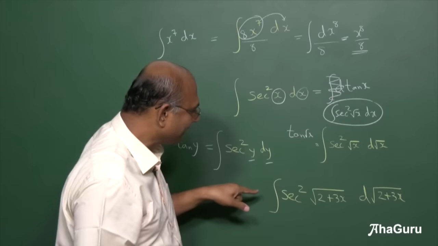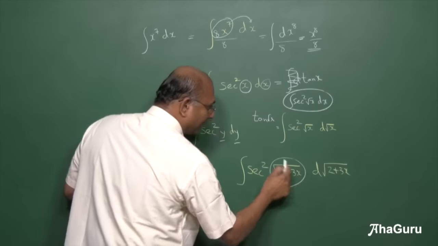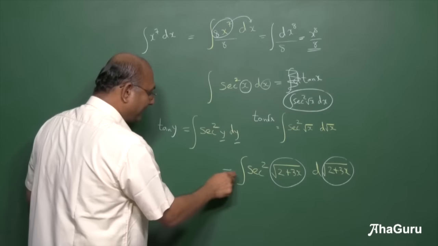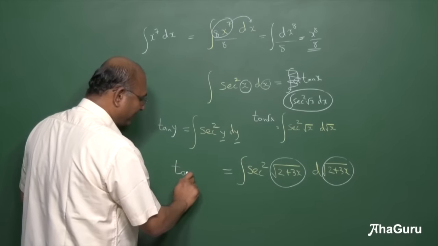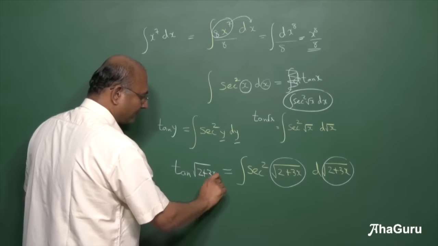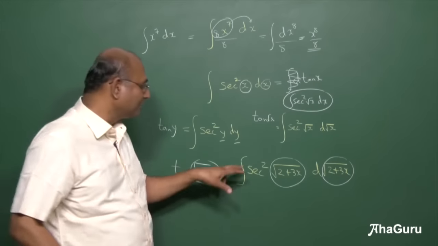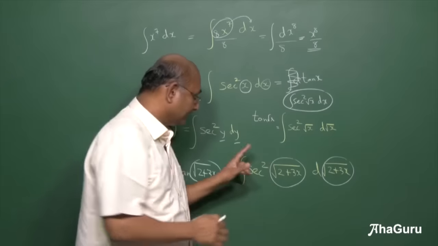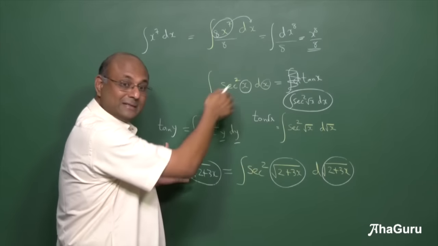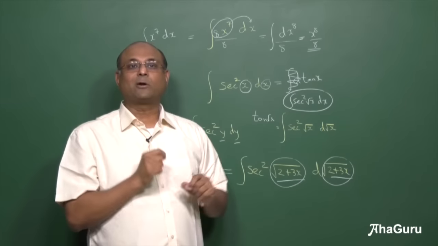Okay, now let us take something like this. Secant square blob d blob. It has to be the same blob, same thing. Then the answer is tan of root of 2 plus 3x. It is tan of this quantity. You don't have to think about this is secant square of what. Secant square of something, d of the same thing. Answer is tan of the same thing. That is important. Okay. This step is a very important step.